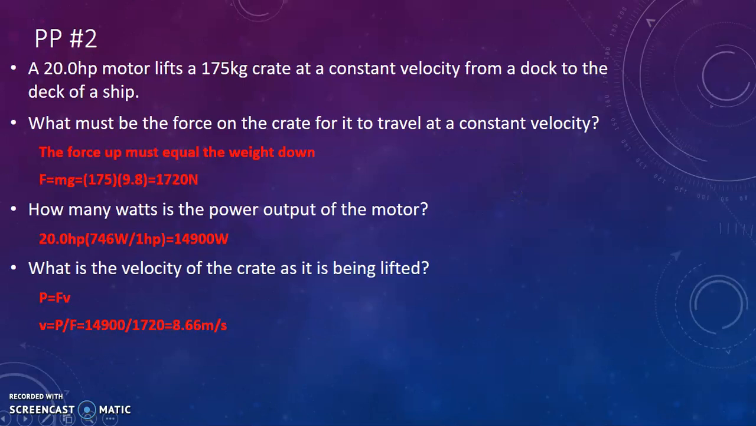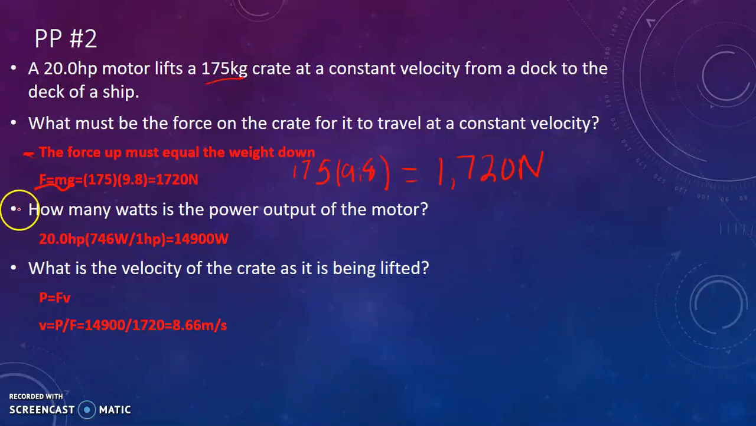Here's practice problem number 2. A 20.0 horsepower motor lifts a 175 kilogram crate at a constant velocity from a dock to the deck of a ship. What must be the force on the crate for the travel at a constant velocity? So remember, the force up must equal the weight down. So force equals mass times gravity. So we have 175, which is given to us in the problem, which is the mass, times the gravity, which is the gravity constant of 9.8. And we should get 1,720 newtons.